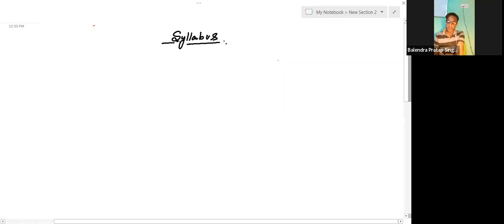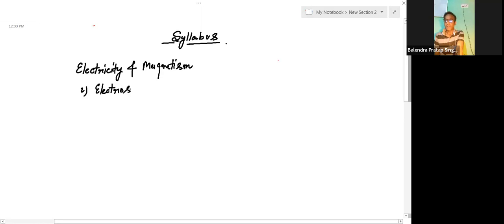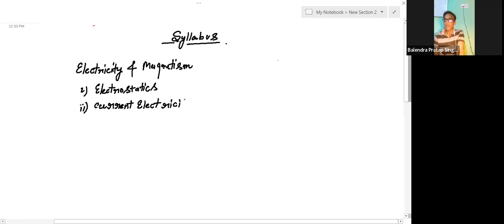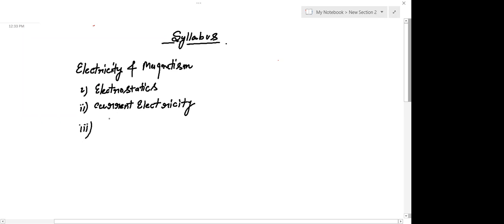So your syllabus starts with the first part, which is electricity and magnetism. In this part, basically we will study chapter number 1, which relates to electrostatics. And another chapter, which is current electricity. This is your chapter number 2. And chapter number 3, in which we will study magnetism.